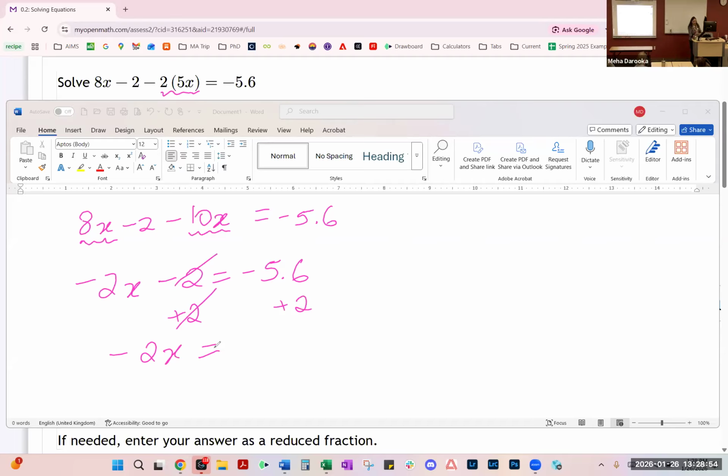Very nice. Negative 3.6. And then, of course, to get x by itself, since you are multiplying negative 2 with x, remember you do the opposite operation, which means we divide by negative 2. And you will see we are taking the negative sign with the number because we obviously want x to be a positive value. So you've got negative 3.6 divided by 2, which will give us what?